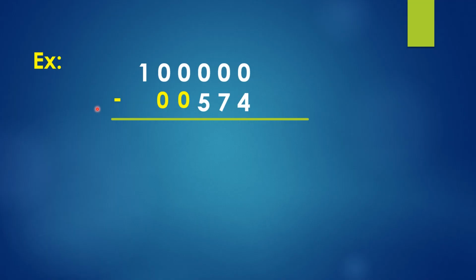So let's start. The same sutra, Nikhilam Navataha. So 0 plus how much is 9? Or how much should be added to 0 to get 9? It is 9. 0 plus how much is 9? 9. 5 plus how much is 9? 4. 7 plus how much is 9? 2. Nikhilam Navataha.